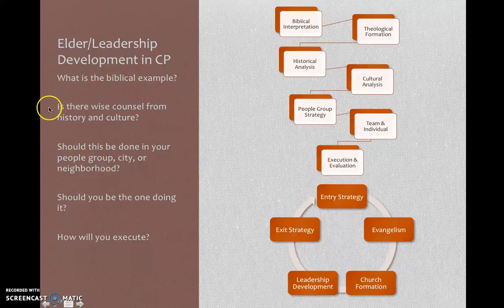History and culture, bringing elders with you has worked in the U.S. I don't know if it's really multiplied a lot in the U.S., but it's definitely been successful here. And then when you're enacting a leadership development plan, am I the guy that needs to be in charge of this, or is there someone else that would be better? I think that would be an important thing to ask, because you know your team's going to be doing this. If you're planting a church, you've got to develop elders.